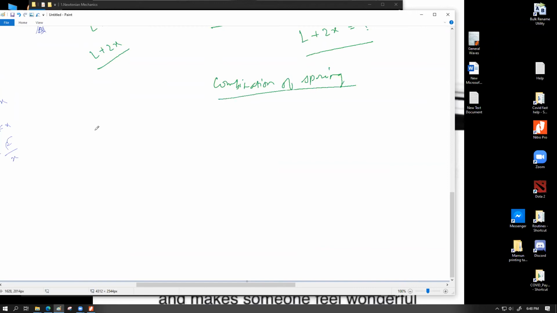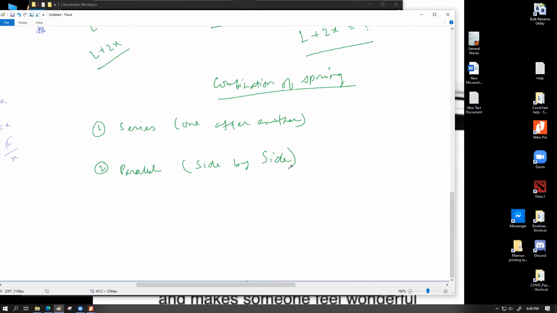First thing first, combination can be of primarily two types. One is what we call a series combination. Series combination means one after another, so they're all joined up along a single straight line. The second thing you can have is a parallel combination. Parallel combination means side by side. So these are the two types of combination that you can have: series combination and parallel combination.